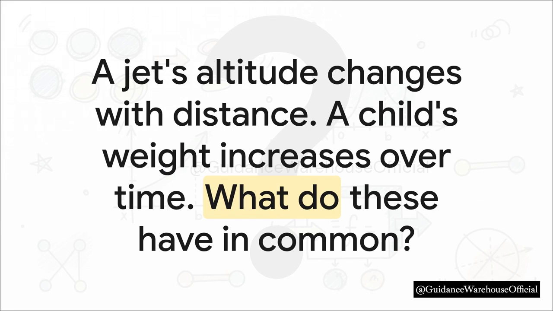You've got one value, say the jet's altitude, and it changes based on another value, like its distance. There's a rule there, right? A connection. So today, we're going to pull back the curtain and really uncover what those rules are, and more importantly, why they matter so much.